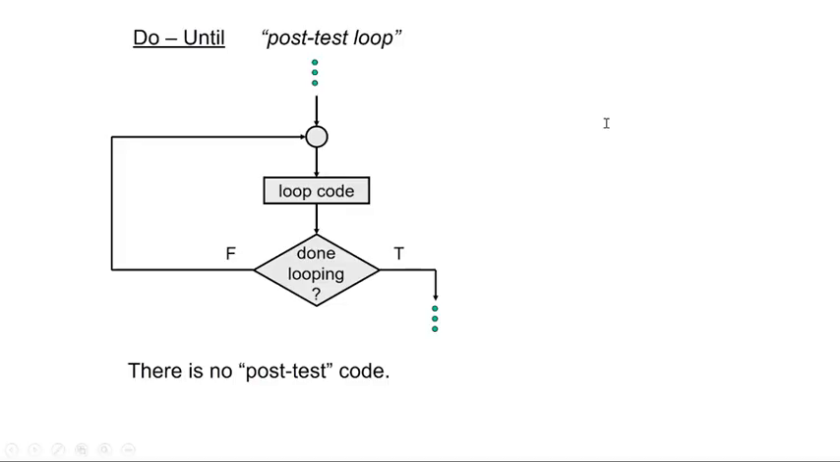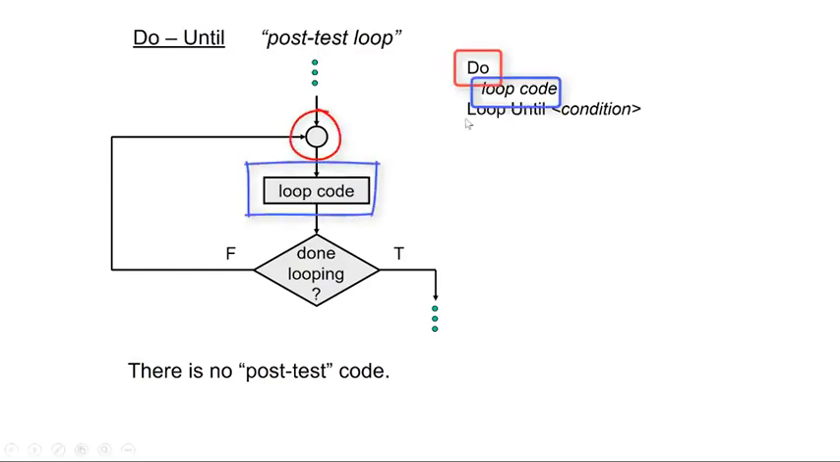The second, more specific special case of the general do loop is the loop until. This is known as a post-test loop because we do the test after the pre-test code. And you notice here that there is no post-test code. There's no opportunity to put code after doing the test. You notice that we exit on true, just like the general do loop. The syntax for this in VBA is shown here. We have the do with the loop code, that's our pre-test code, and we loop until a condition is true.